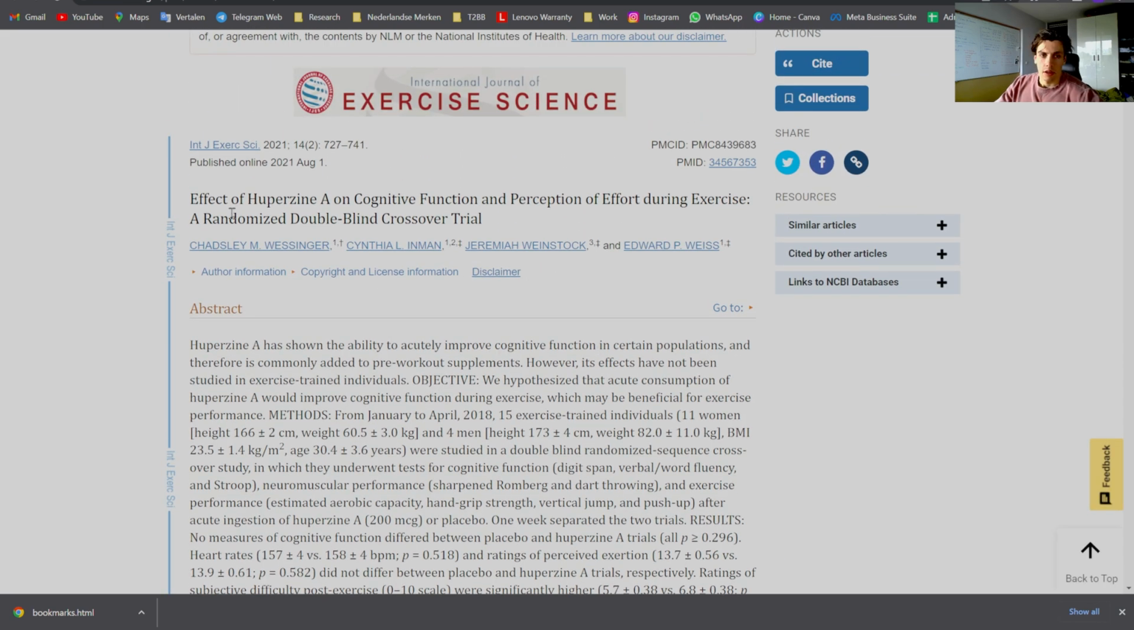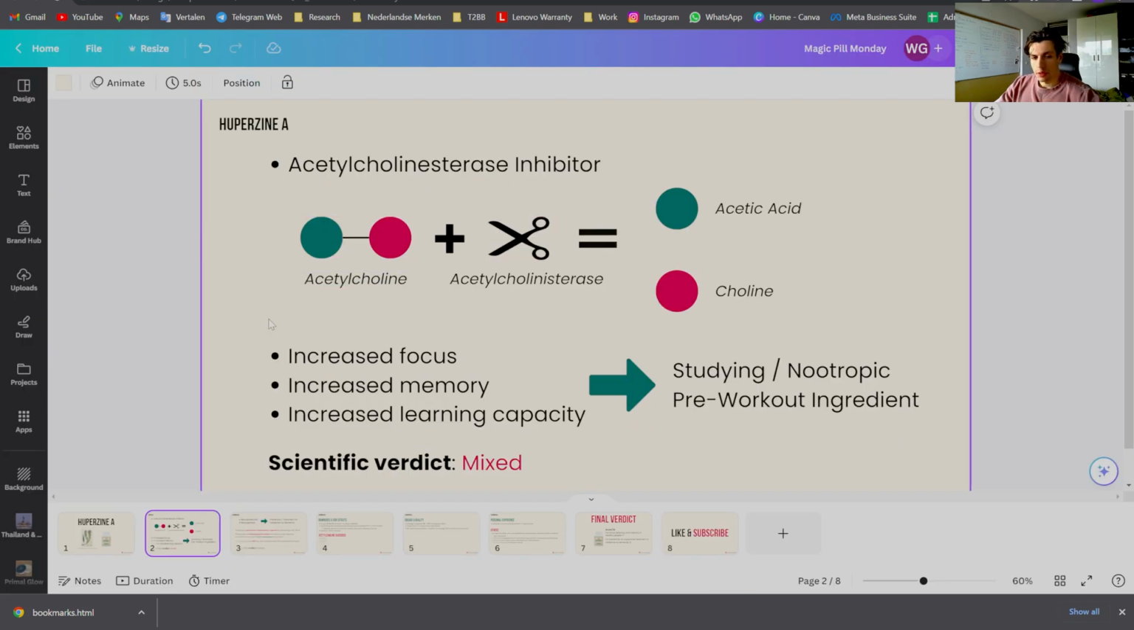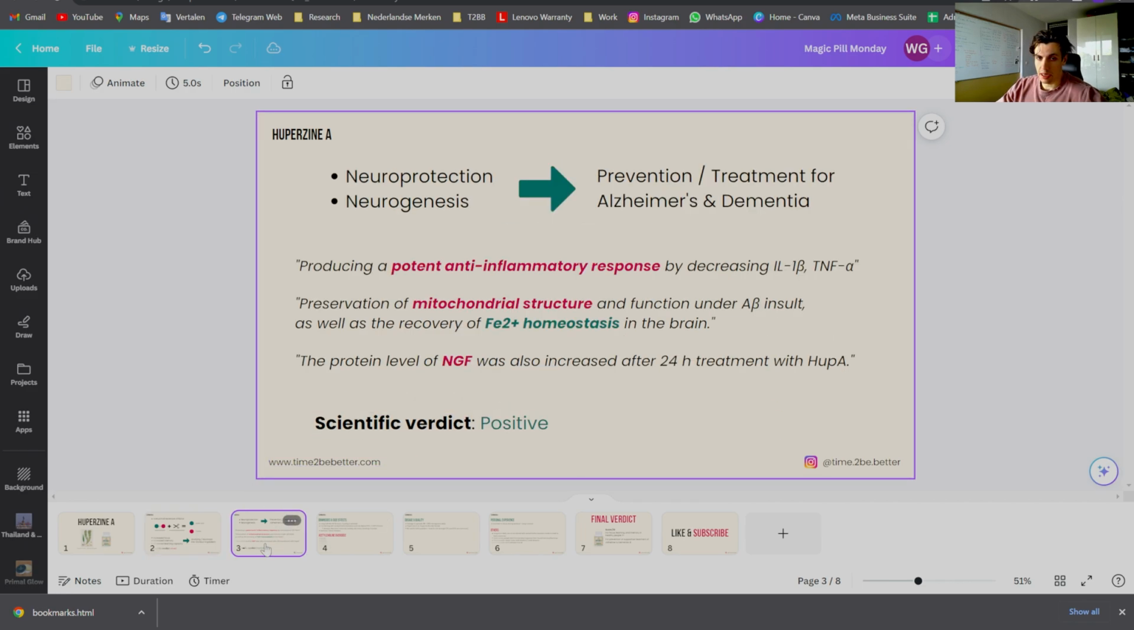This study, they looked at Huperzine A as part of a pre-workout supplement. And they say here, we hypothesized that acute consumption of Huperzine A would improve cognitive function during exercise. But the conclusion, unfortunately, was that Huperzine A does not enhance cognitive function during exercise, despite it being marketed as a cognitive enhancer. So what we can see from the research is that the results are mixed, and we are not sure if it's actually working for healthy adults or not. But there's not very much science around, so maybe in the future we will see more science showing that it does have an effect, but for now the results are mixed.